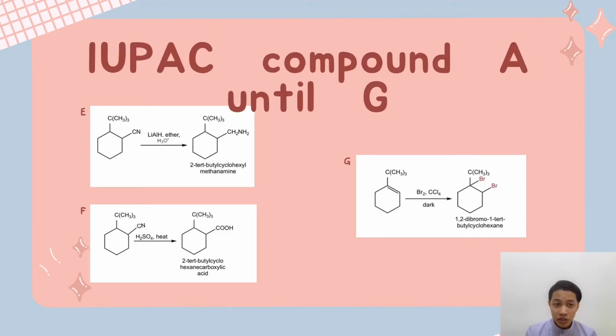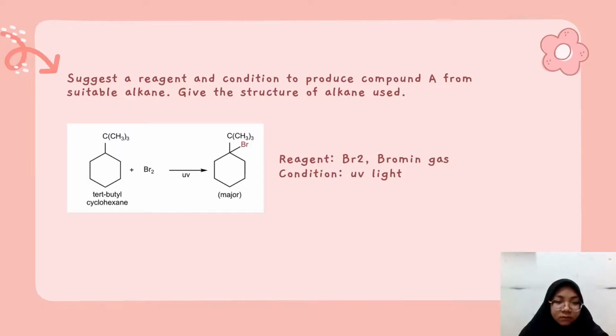And lastly, for G, 3-butyl-1-cyclohexene reacts with Br2 in CCl4 in the dark, and it will produce a vicinal dihalide. The double bond will break and the bromine will be added across the bond. That is Br at carbon 1 and 2. The name will be 1,2-dibromo-3-butylcyclohexane.